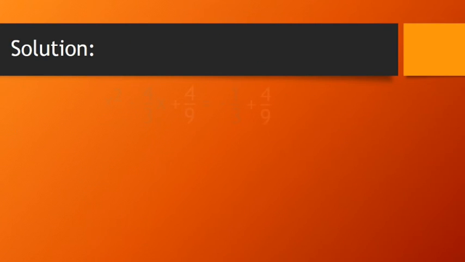Add 4 over 9 to both sides. We have x squared minus 4 over 3x plus 4 over 9 equals negative 1 over 3 plus 4 over 9. Now we have x squared minus 4 over 3x plus 4 over 9 equals 1 over 9. We got the value of 1 over 9 by adding negative 1 over 3 plus 4 over 9.